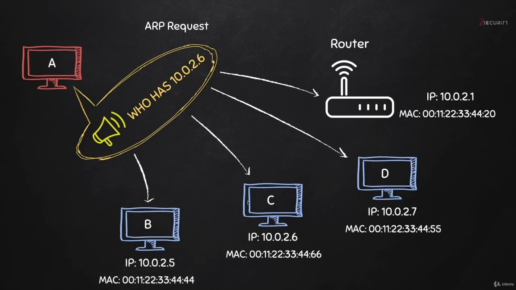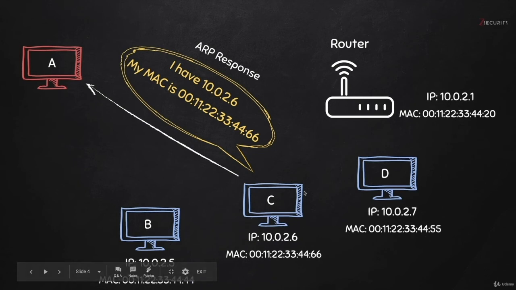which is device C. So all devices will not do anything, and the only device that will respond is device C, sending an ARP response. In this response, device C is going to say, I have 10.0.2.6, my MAC address is this MAC address. This way, device A will have the MAC address of device C, and now it will be able to communicate with device C and do whatever task that it wanted to do initially. So all of this communication is facilitated using the ARP protocol.